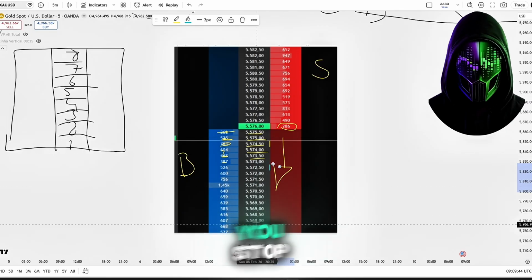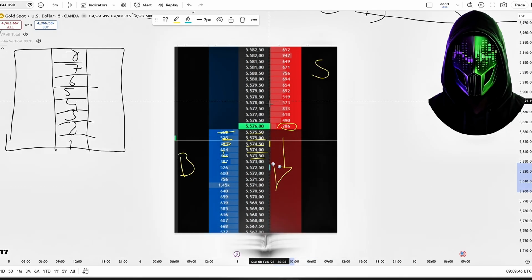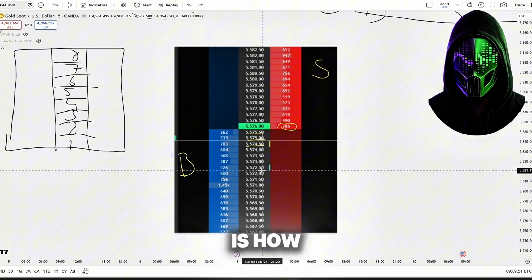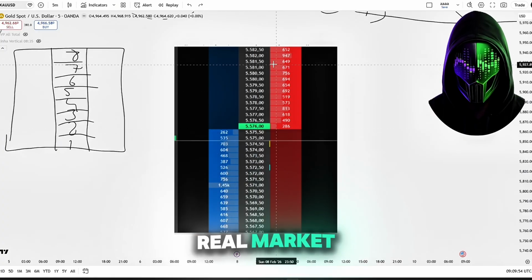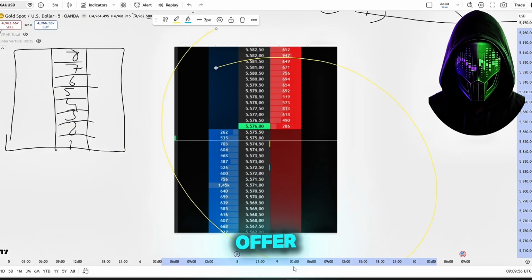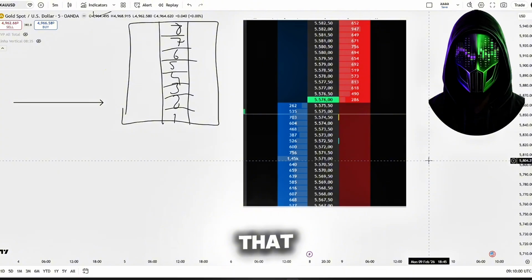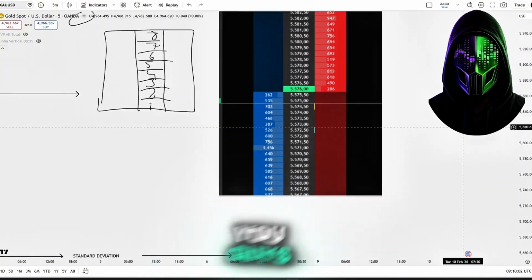So they will stop selling and aggressively selling their assets. So this is how the price works in the real market. This is a real book of offers in the market. That said, this is the basics of supply and demand that you guys need to know.